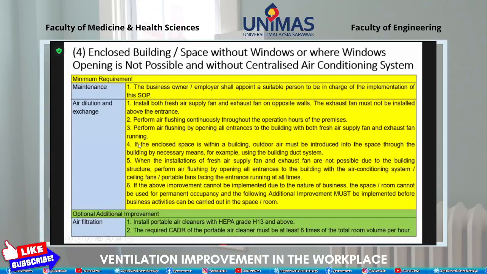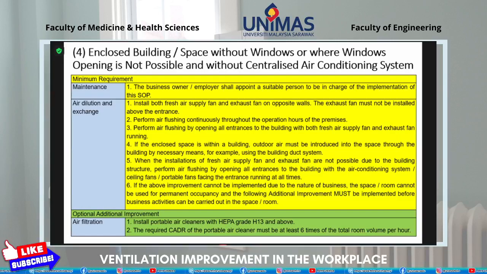So what do they need to do? If you have this kind of building, you have to install both fresh air supply fan and exhaust fan on the opposite wall. Okay, and the exhaust fan must not be installed above the entrance. The reason being, if you install the exhaust fan above the entrance, when you open the door, you actually promote the recirculation of the exhaust air into the office environment. Okay, so for this kind of building, after you have installed the fresh air supply fan and exhaust fan, you have to perform air flushing continuously throughout the operation. Air flushing is performed by opening all entrances to the building with both fresh air supply fan and exhaust fan running.